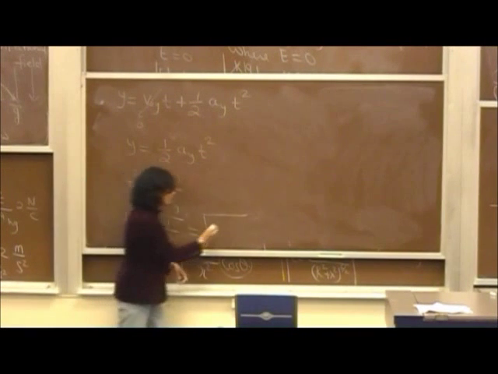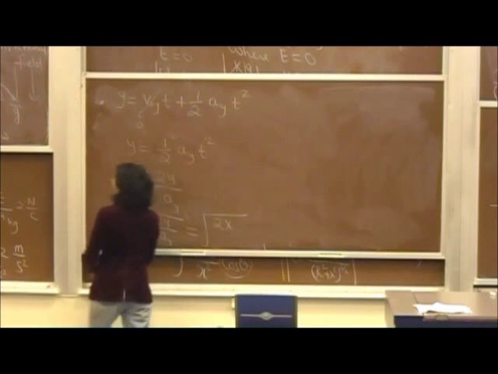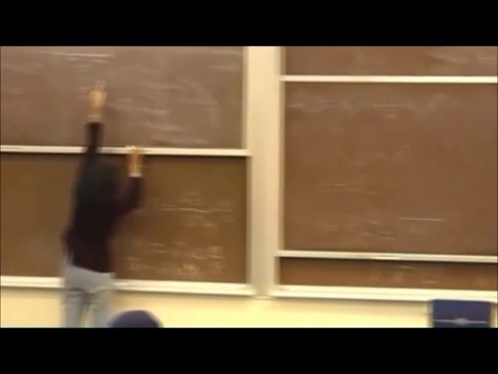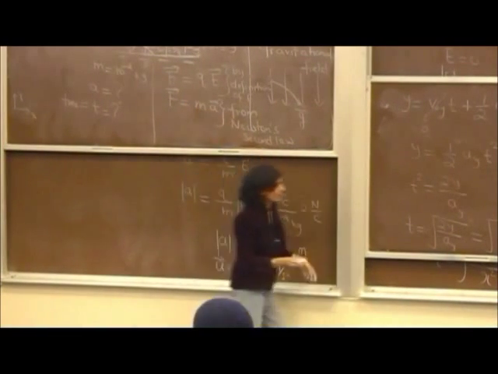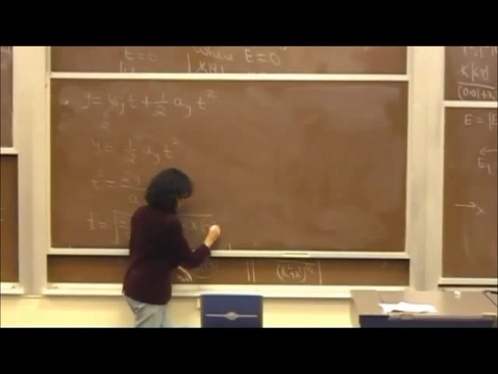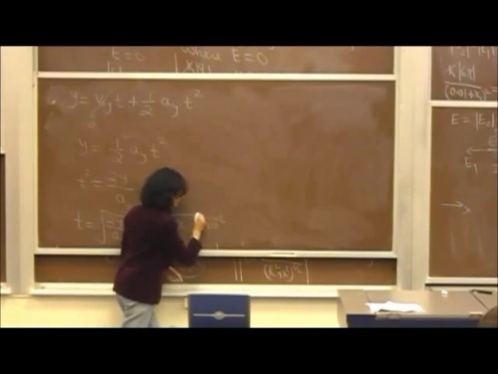So you have 2 times y. So 2 times y, y we said is minus 2 centimeters. What is minus 2 centimeters? Minus 2 times 10 to the power minus 2 meters, right?